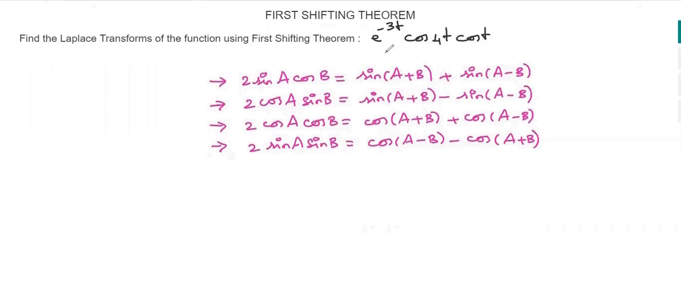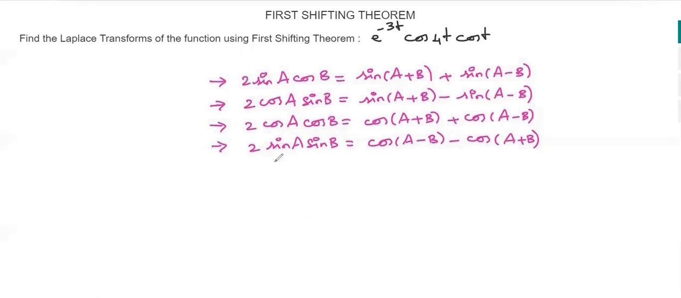To start with the problem, we have to know the following formulas. 2 sin a cos b equals sin a plus b plus sin a minus b. 2 cos a sin b is sin a plus b minus sin a minus b. 2 cos a cos b is cos a plus b plus cos a minus b. Finally, 2 sin a sin b is cos a minus b minus cos a plus b. So depending on the given problem, you have to choose from these formulas.